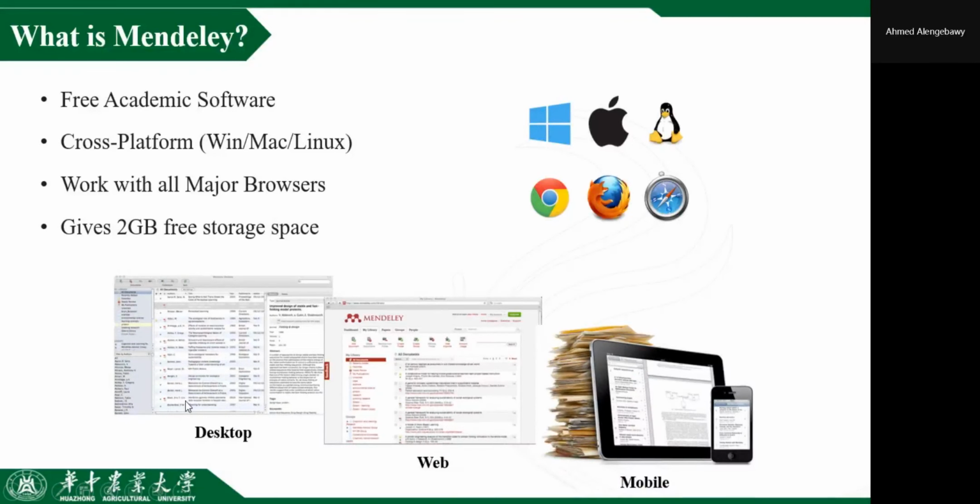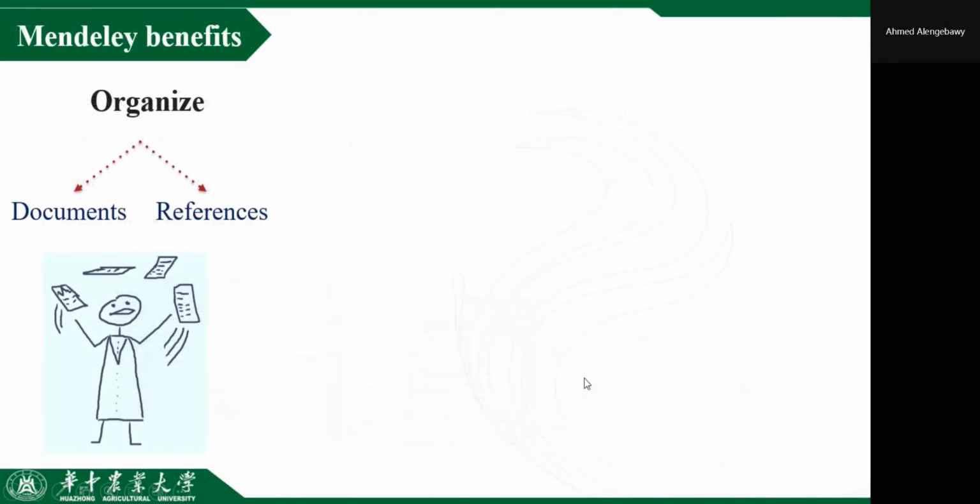So mainly, we can use the software itself on desktop, we can use the library directly from the web, and we can also download the software on our mobile phone. And later we will talk more about how to synchronize between these different platforms.